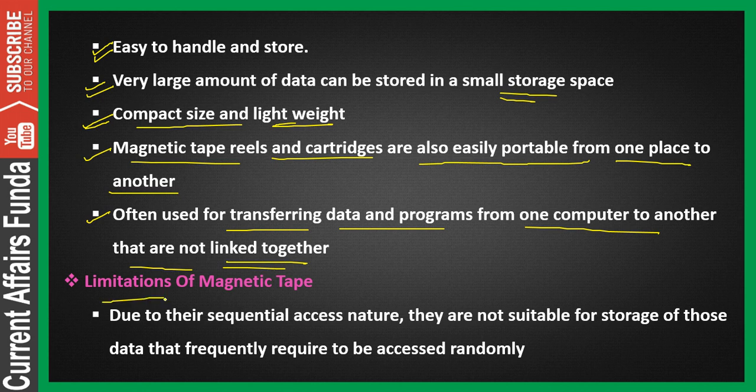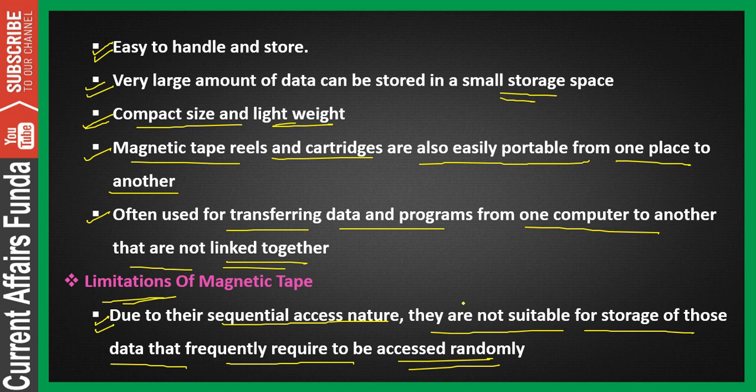Okay. Limitation. What is the limitation? First one is, due to their sequential access nature, they are not suitable for storage of data that is frequently required to be accessed randomly. There is some data that you want many times for processing, and if you store it sequentially, then I already told you that the access time is slower. So definitely it will slow down your processor speed. This is the main limitation. If you store your data in a sequential storage device, which is magnetic tape, to speed up your processor, it will not be a good choice, if you need that data again and again for your processing.